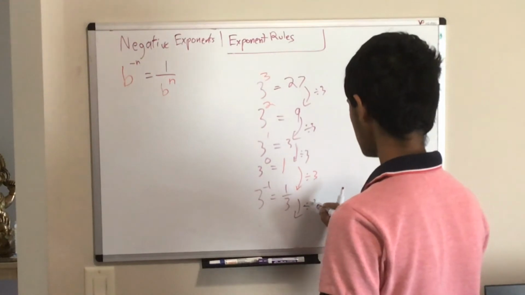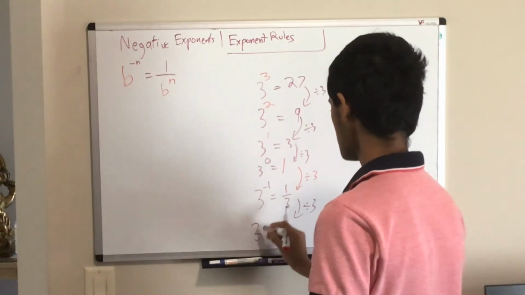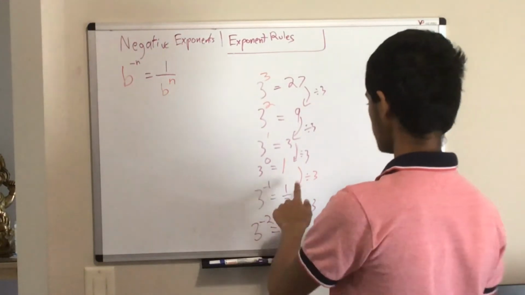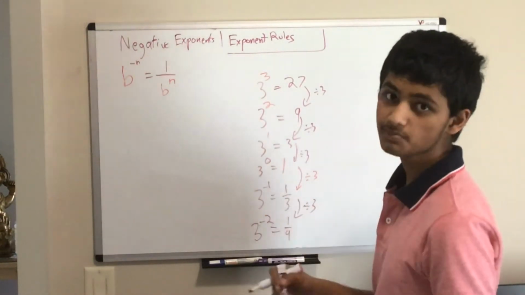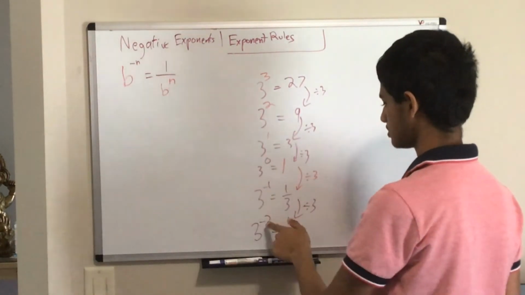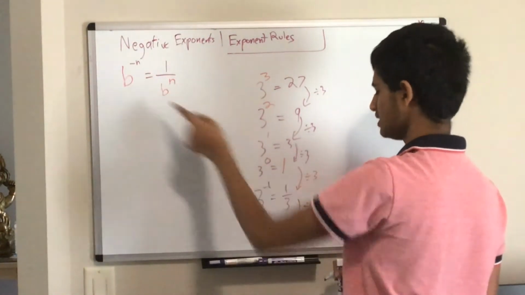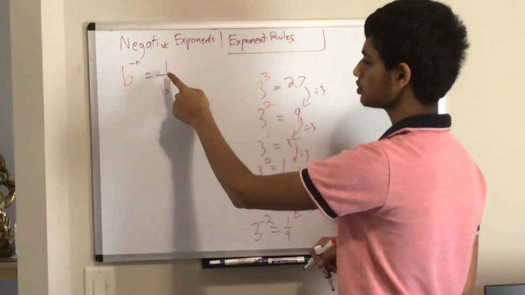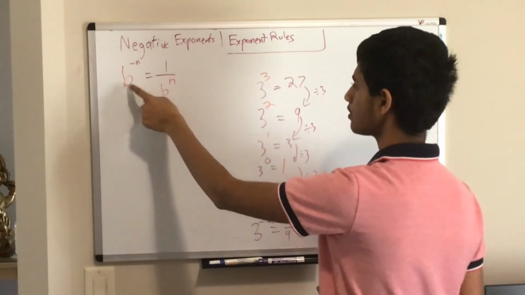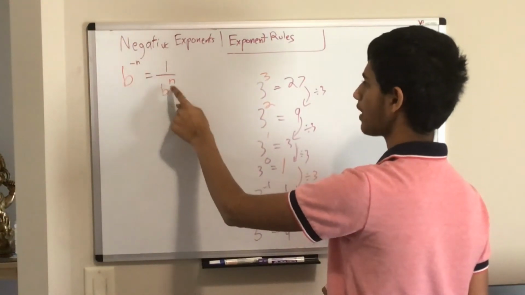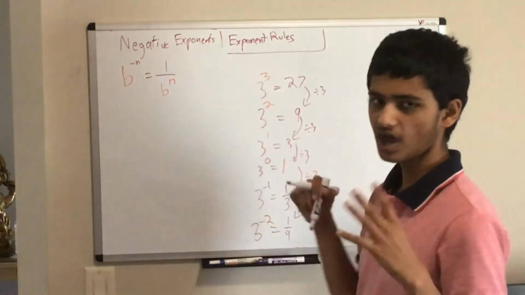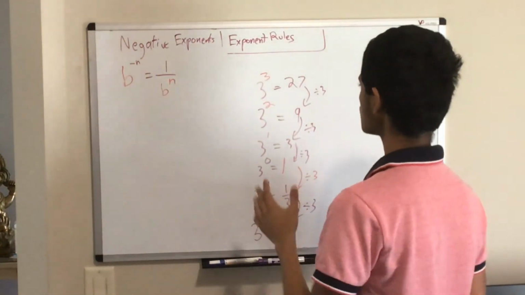We divide again. This gives us 3 to the power of negative 2, which is 1 over 9, because 1 over 3 divided by 3 is simply just 1 over 9. And that's exactly what the exponent rule here tells us. 3 is b and 2 is n. So this must mean that it is 1 over the base, which is 3, to the power of n, 2. And that's exactly the case over here. So we see how the negative exponent rule works.